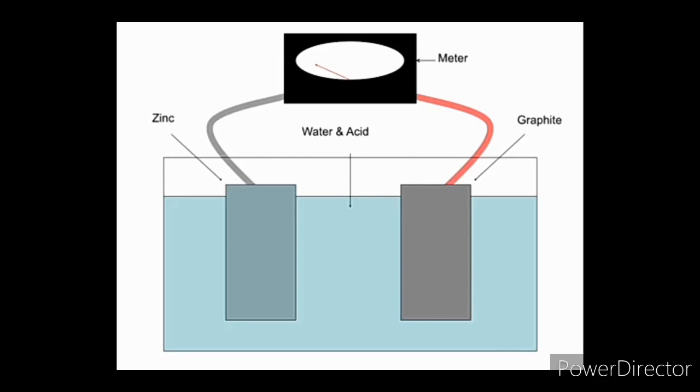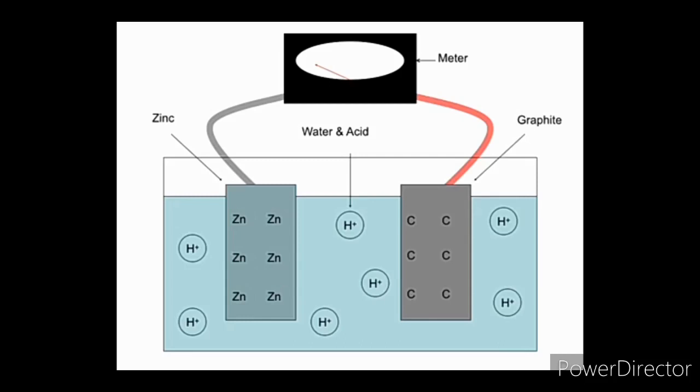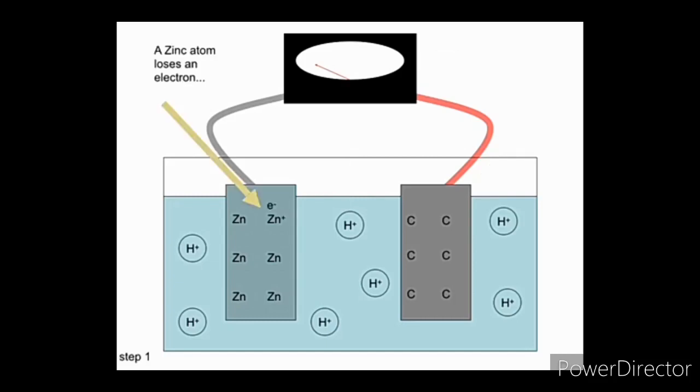Here we have zinc on the left and graphite on the right, both submerged in an acid solution and connected together by a conductor through a meter so we can measure the flow of electrons. The zinc atoms are represented here by the atomic symbol Zn, and the graphite, which is made of the element carbon, is represented by its atomic symbol C.